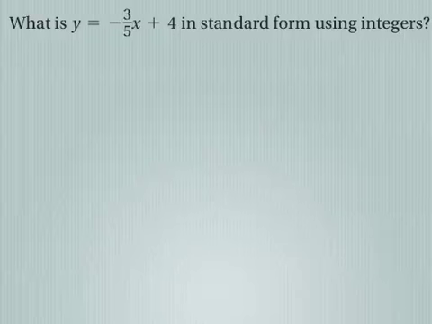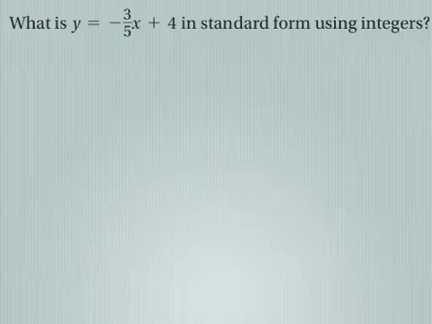This example says, what is y equals negative 3/5 x plus 4 in the standard form using integers? If you think about standard form, we know that in standard form, my two variables need to be on the same side of the equation. And it asks me to use integers. Let's review what an integer is really quickly. Remember, an integer is a positive or negative whole number. So we don't want any fractions or decimals in my equation.